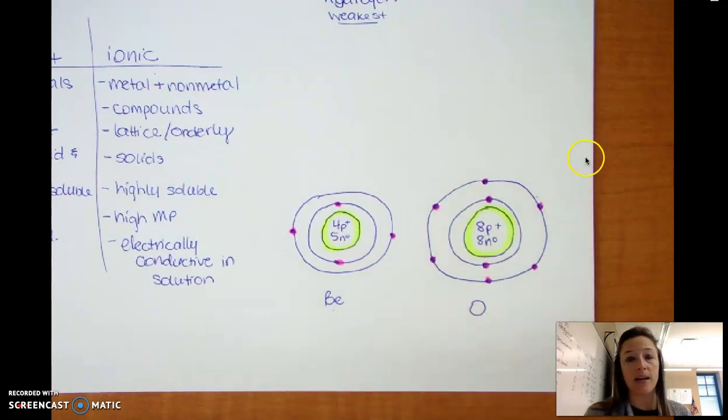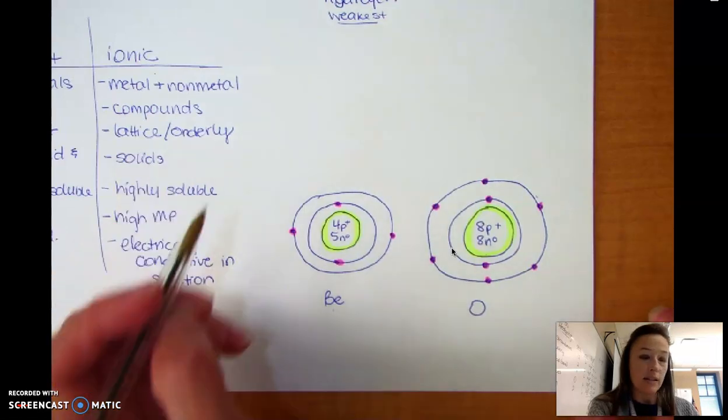So beryllium is like, well, I really could use 6 more electrons, or I could give up these 2 and drop down to just having 1 energy level and it would be full. Oxygen is over here thinking, wow, I've got 6 in my outer. I really need 2 more. Or I could get rid of 6, but getting rid of 6 is going to be really hard. Gaining 2 is going to be a lot easier.